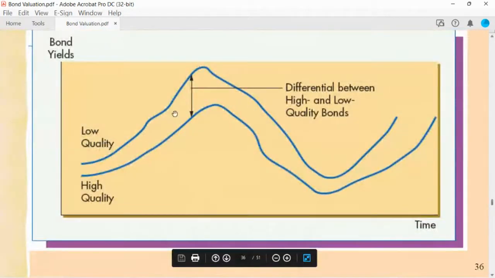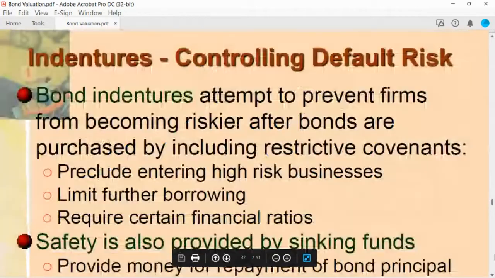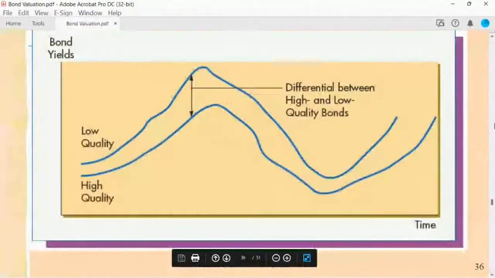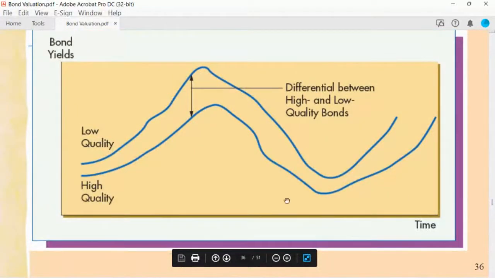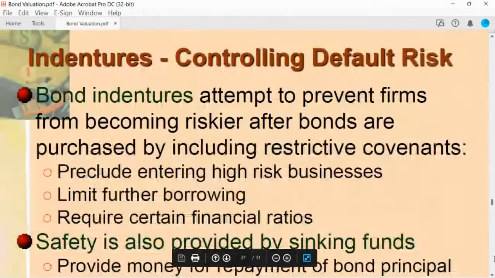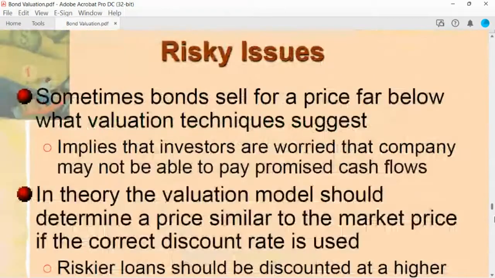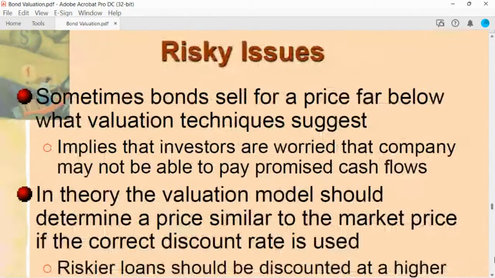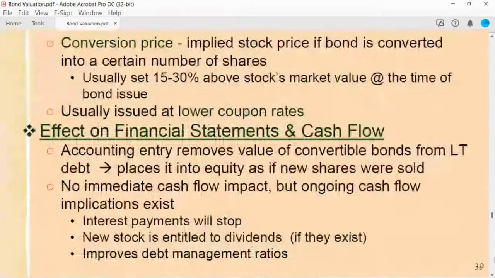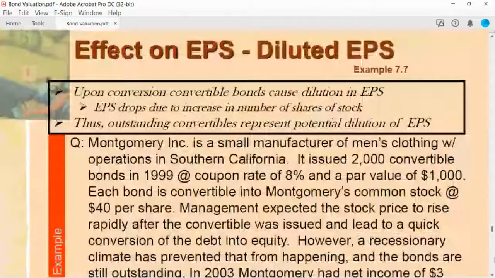All right. We're not going to talk about these things. We're not going to cover yield differentials. This is basically the indenture. I told you this is the bond covenant, the bond agreement, the bond contract. Risk issues, convertible bonds, we're not going to talk about that.